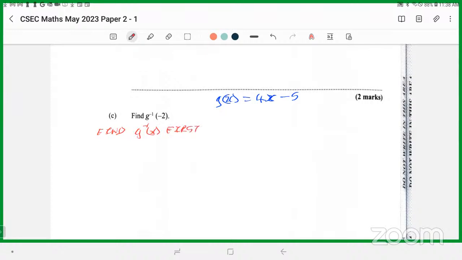And after we find g to the minus 1, then we will find g to the minus 1 of -2 by substituting the -2 in the g to the minus 1. That's how we're going to do it. All right, let's put a line and do it over here.